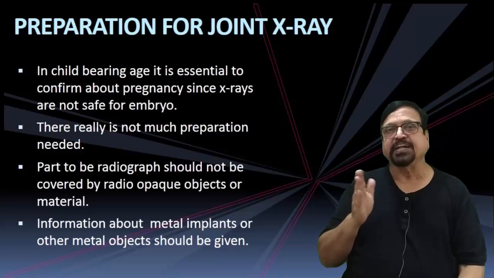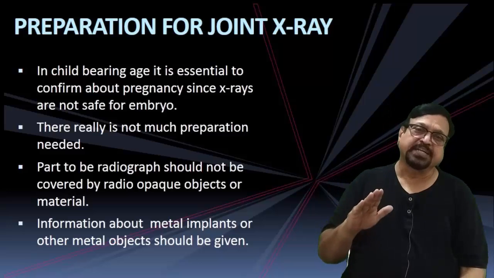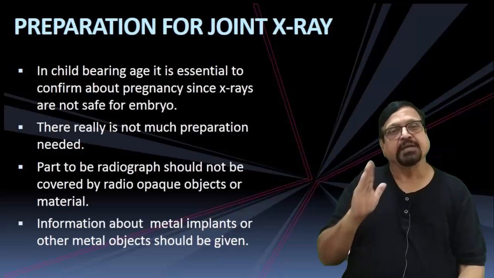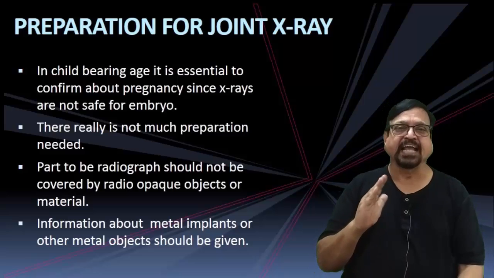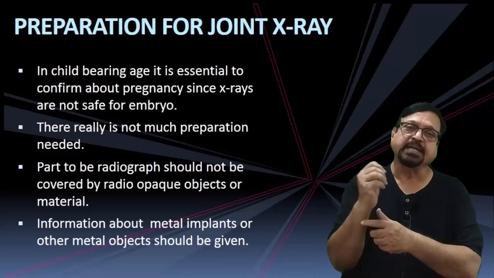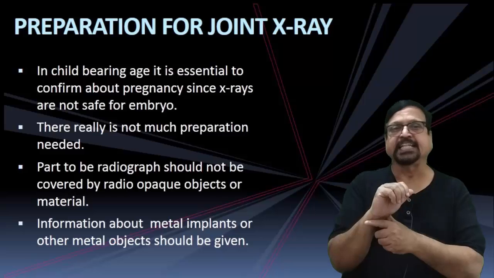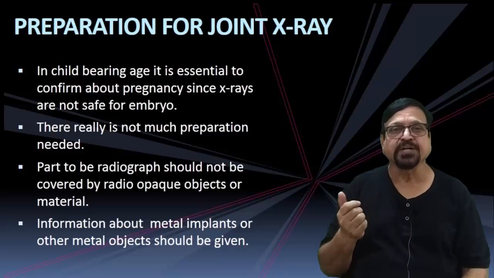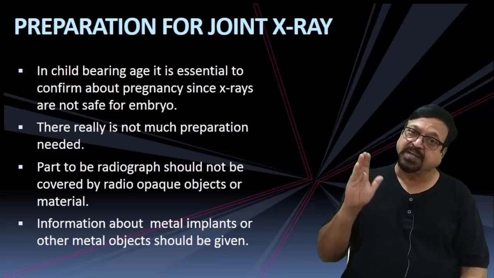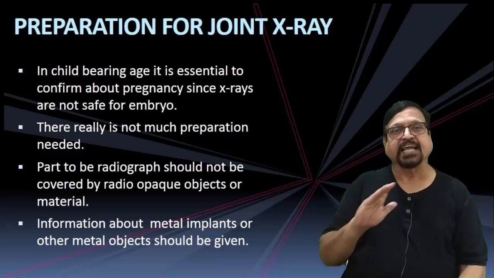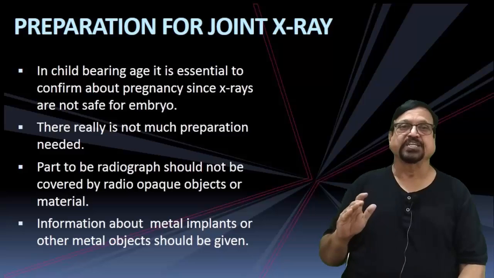Now the part which we are going to X-ray should not be covered by radio-opaque objects. What it means is, suppose you are taking an X-ray of the wrist joint, it should not be covered with bangles or anything which would obscure the wrist joint details. So the part that is going to be radiographed should not be covered by any radio-opaque objects.